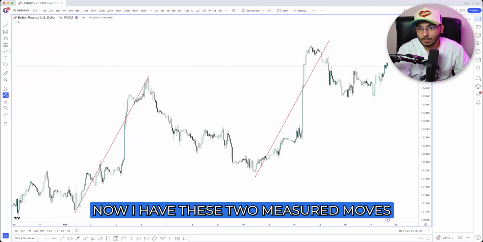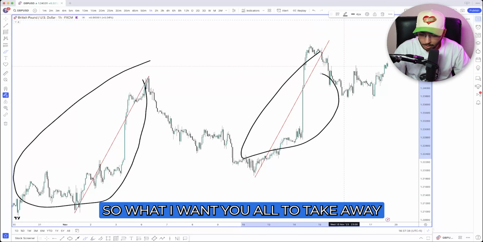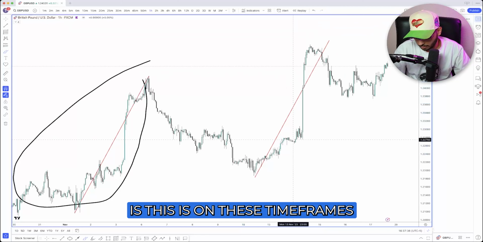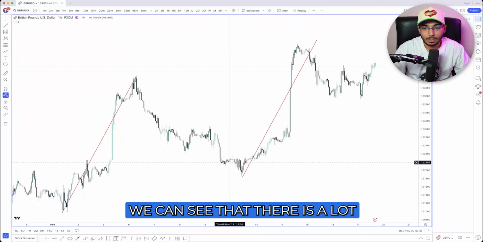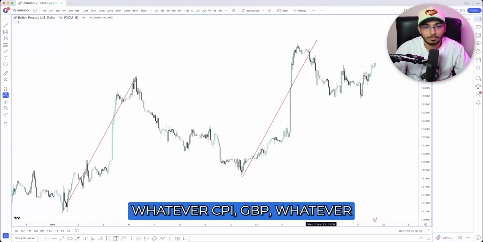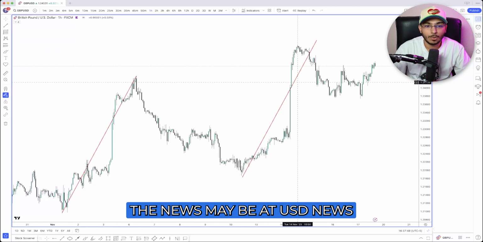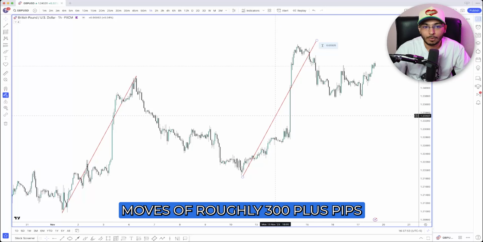Now, I have these two measured moves marked out here and here. What I want y'all to take away from those two measured moves is that on these time frames, we can see there is a lot of momentum, probably news catalysts, whatever, CPI, GBP, USD news. But we have about two equivalent size moves of roughly 300 plus pips.